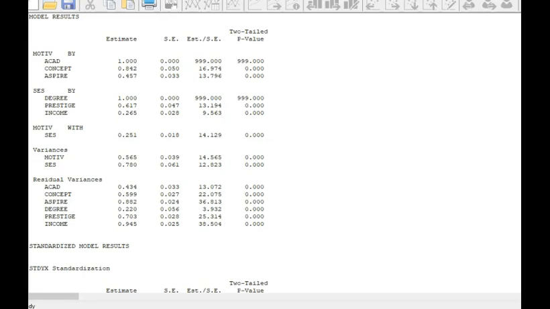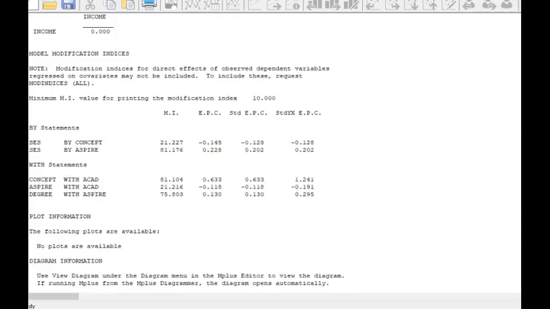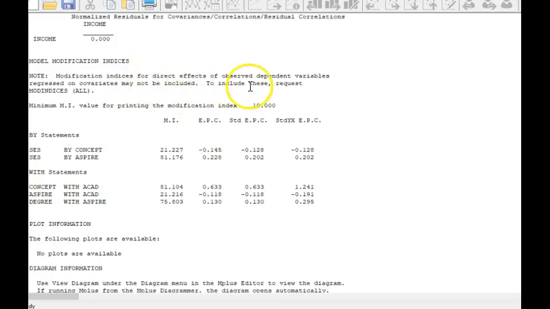A typical way is to look all the way down here at what are called the modification indices. The modification indices are ways that you can improve your model fit by adding a path. You really want to look at the ones that are the largest. So the largest one would be to actually put aspire as an indicator of SES.